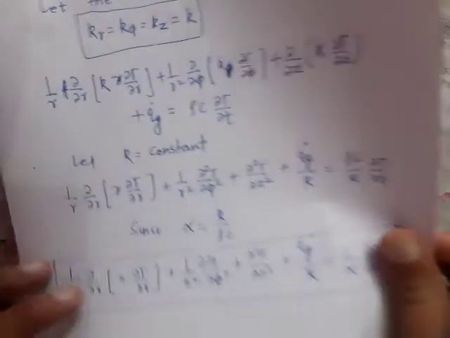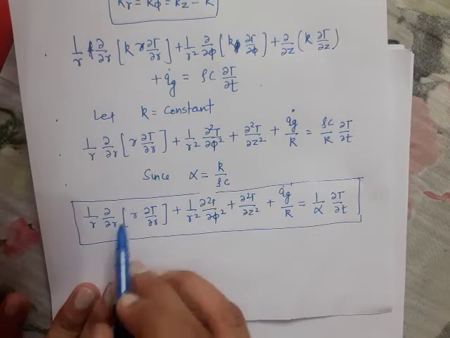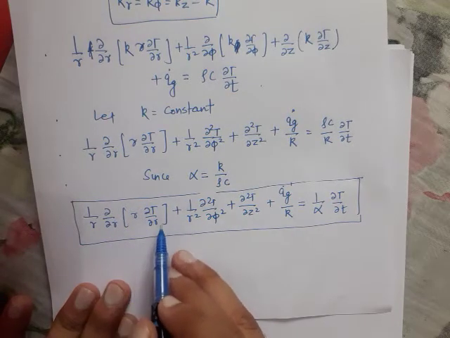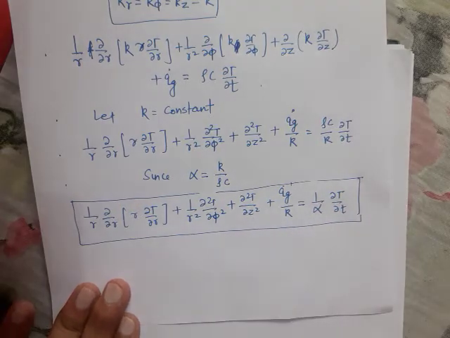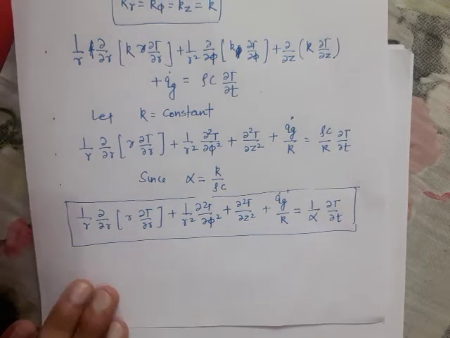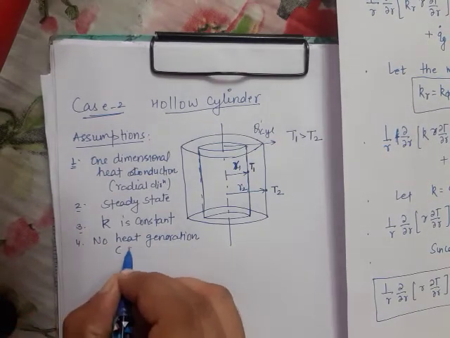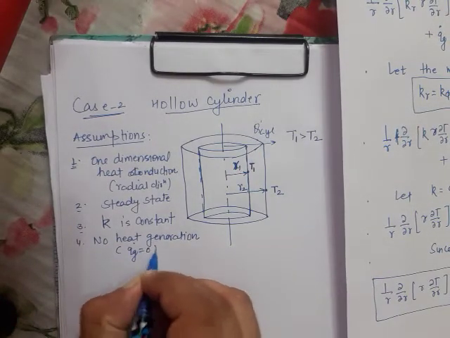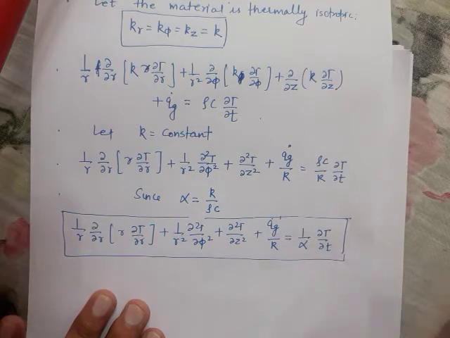We know that the generalized heat conduction equation in cylindrical coordinates is given by 1 by r del by del r of r del T by del r, plus 1 upon r square del square T upon del phi square, and so on. Now, we are making the assumption that there is no heat generation. No heat generation implies that Q generation equals 0, so this term will become 0.